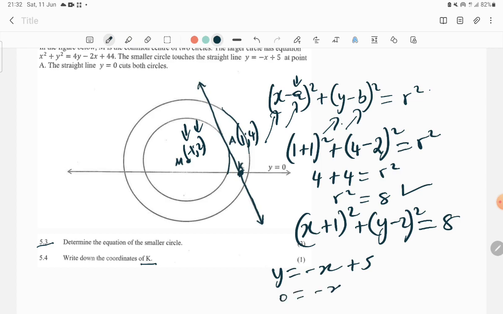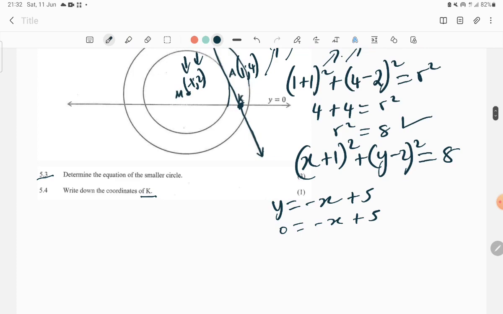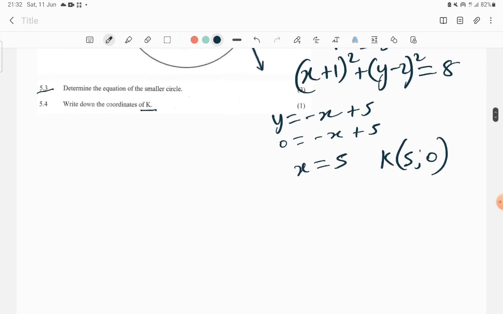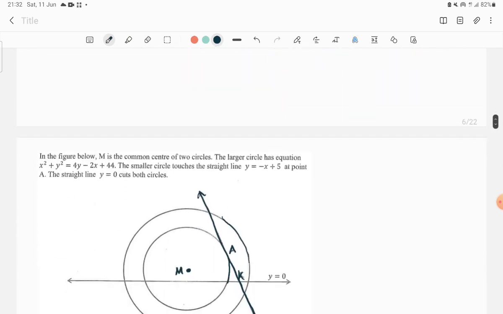Then therefore we have 0 equals negative x plus 5. Then we can continue to figure out the value of x. The value of x is 5. Therefore we can now write down the coordinates of K, which is just (5, 0). Now we are done with that one. That's just 1 mark. Moving to the next question.